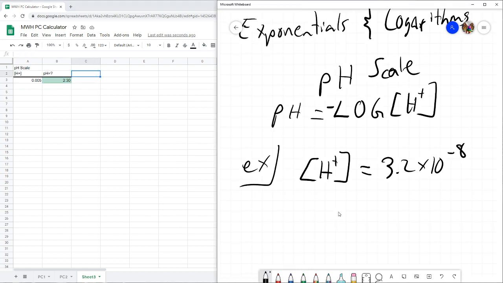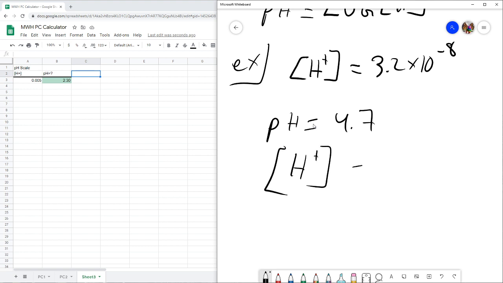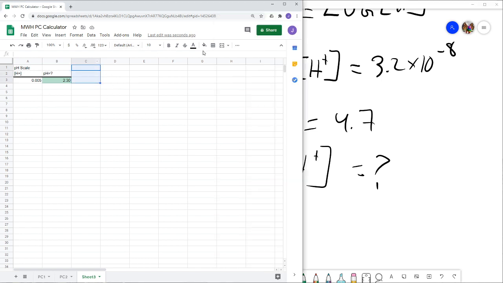Now suppose the pH is equal to, how about 4.7, and you're wondering what the concentration, the molarity, is. Well, to do that, we're going to make a line here. I guess we'll make it right there.